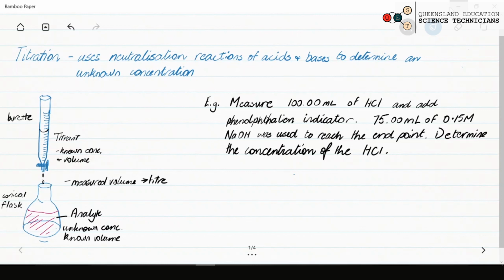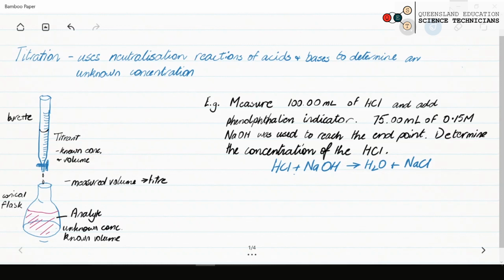So they want us to determine the concentration of the hydrochloric acid. The first thing to do in any problem is to write out the equation of what's occurring. When hydrochloric acid reacts with sodium hydroxide, they're both strong, so it's going to form water and the salt. At the moment, this is fully balanced, so I don't need to add any coefficients, which means it's a 1:1 ratio between the acid and the base.